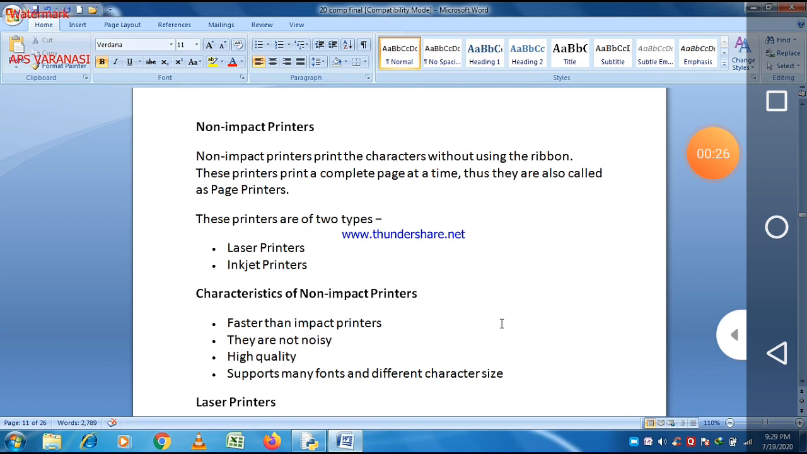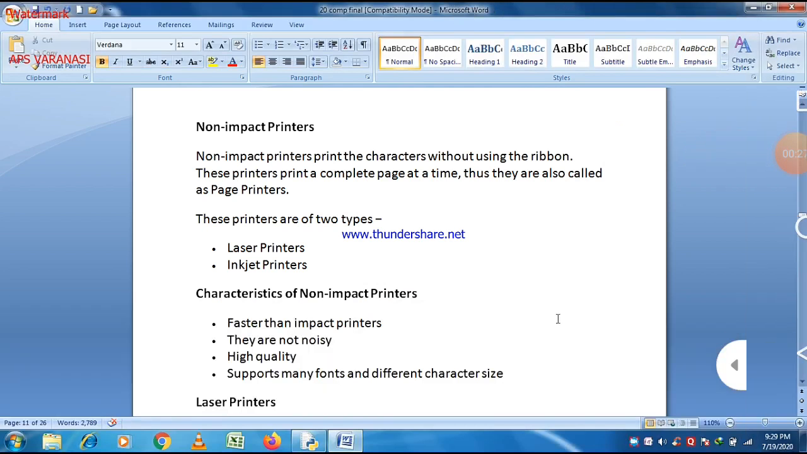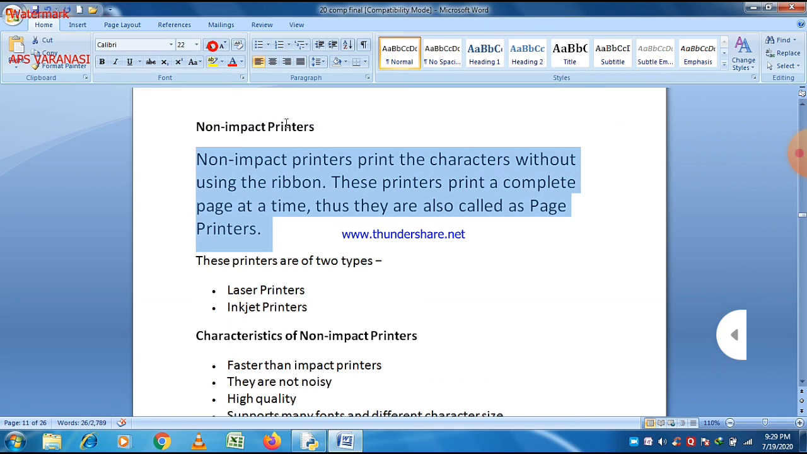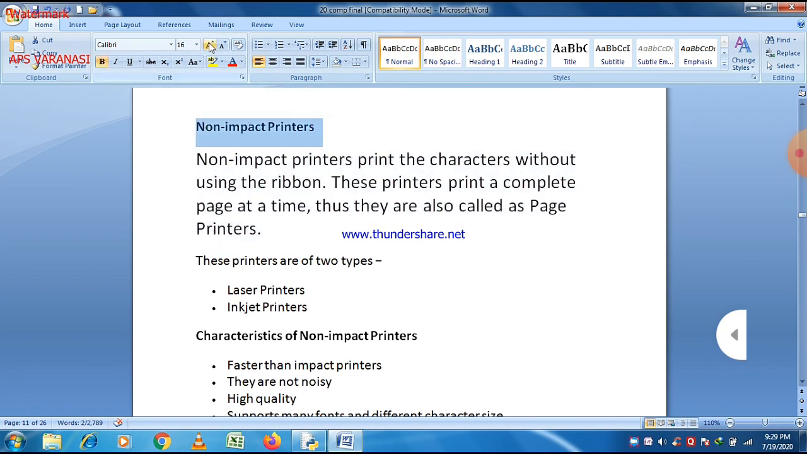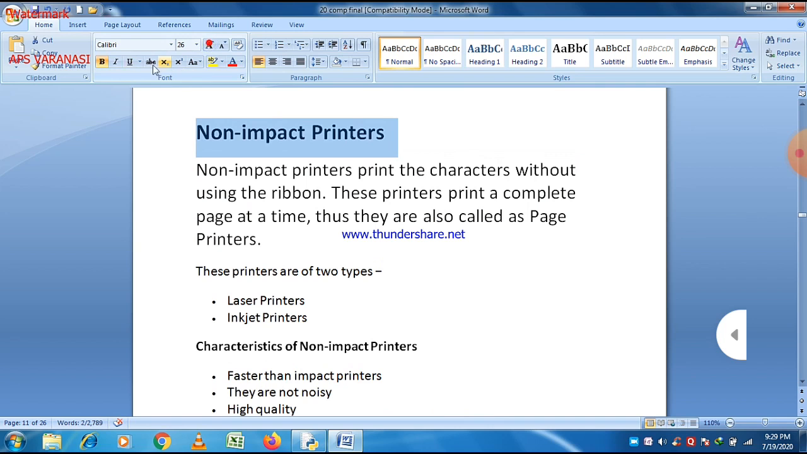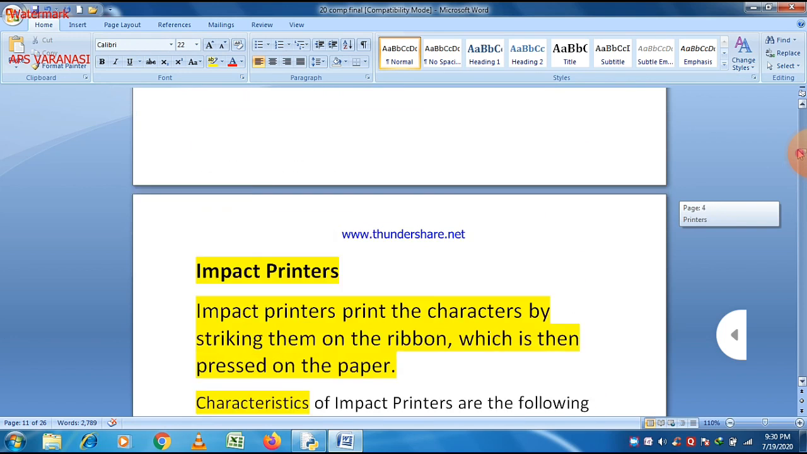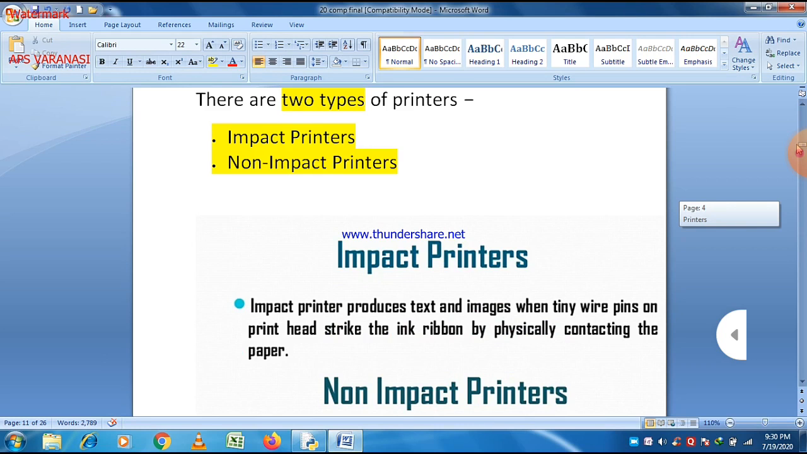Non-impact printers. As the name suggests, they are non-impact printers because they don't create any kind of impact on the ribbon. So that's why they are called non-impact printers. Non-impact printers print the characters without using the ribbon. These printers print a complete page at a time, thus they are also called page printers. They don't create any type of impact on the ribbon.